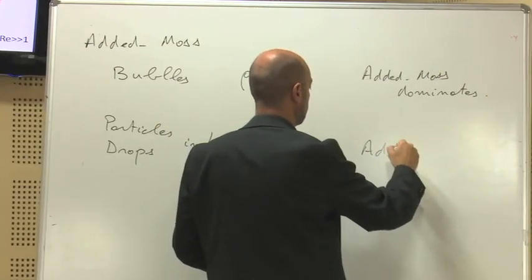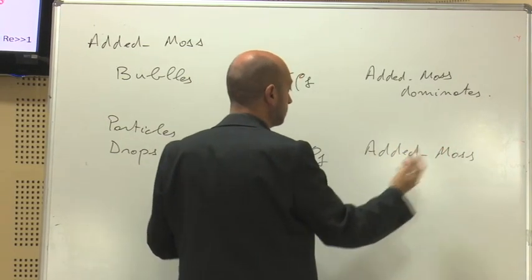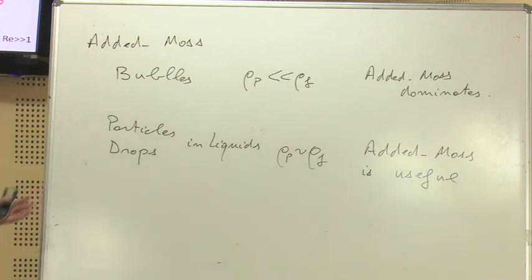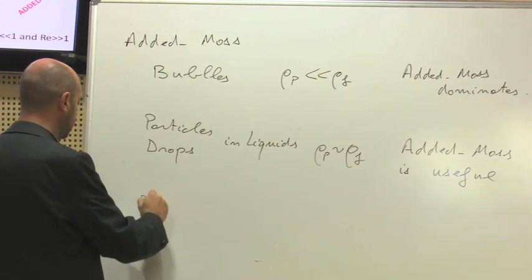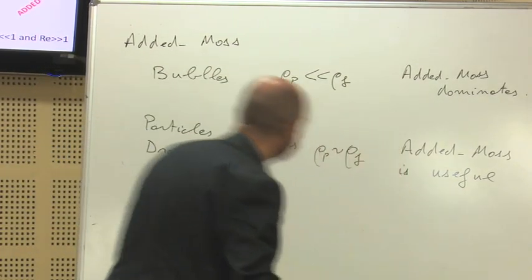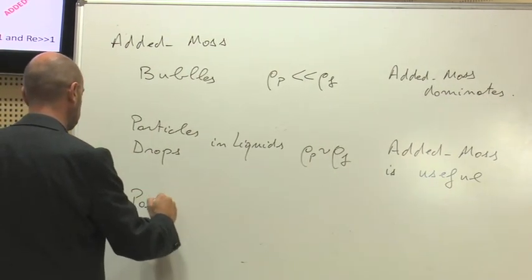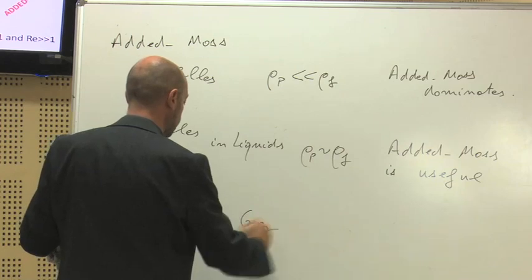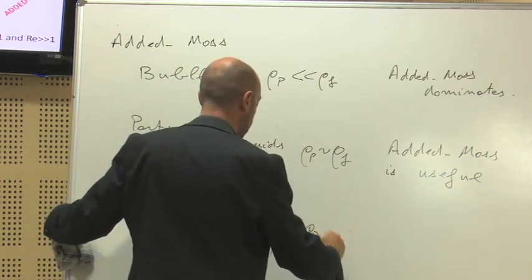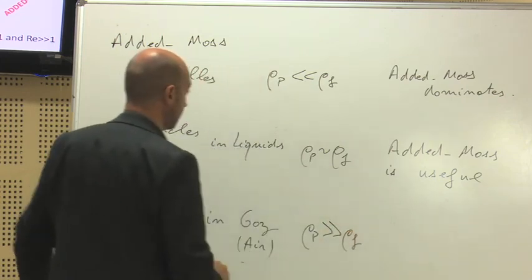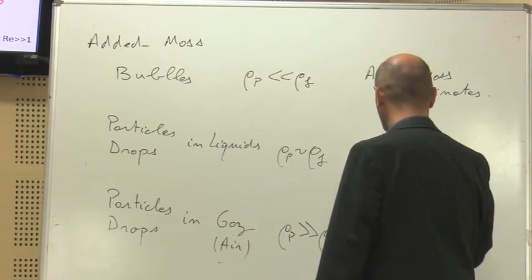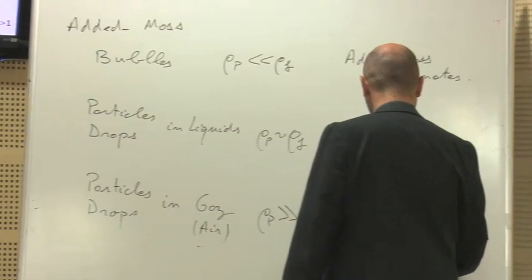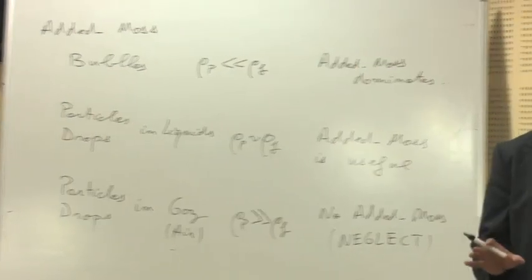Added mass is useful. Okay, so you have to account. It's a correction. It's important. Okay, and then if you have particles or drops in gas, so let's say in air, then rho p is much higher than rho f. Then the added mass will be very, very small, so you can neglect this effect.